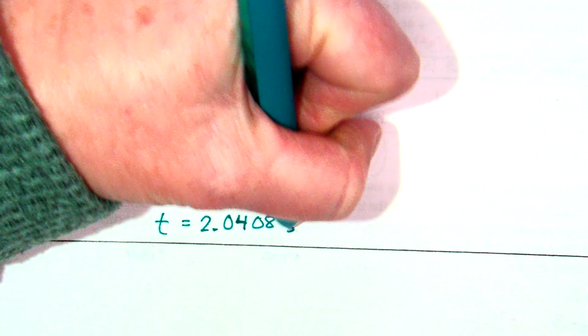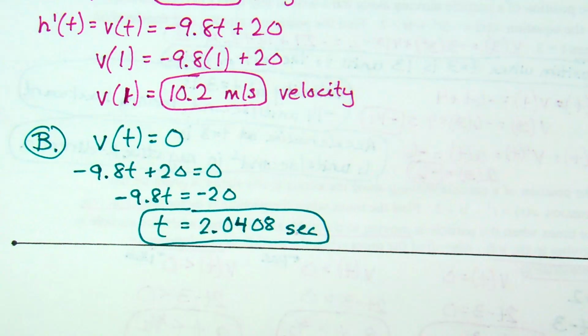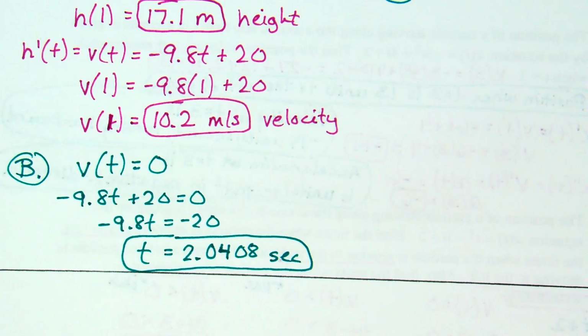Or 2.041, I guess. Okay, so that was when the ball is the greatest distance above ground. So after approximately 2 seconds. Okay, C. How high will the ball go? How do I find how high the ball will go?